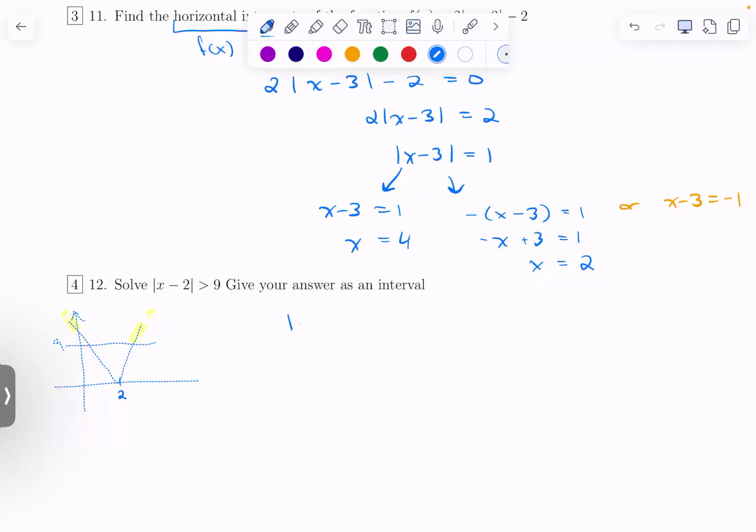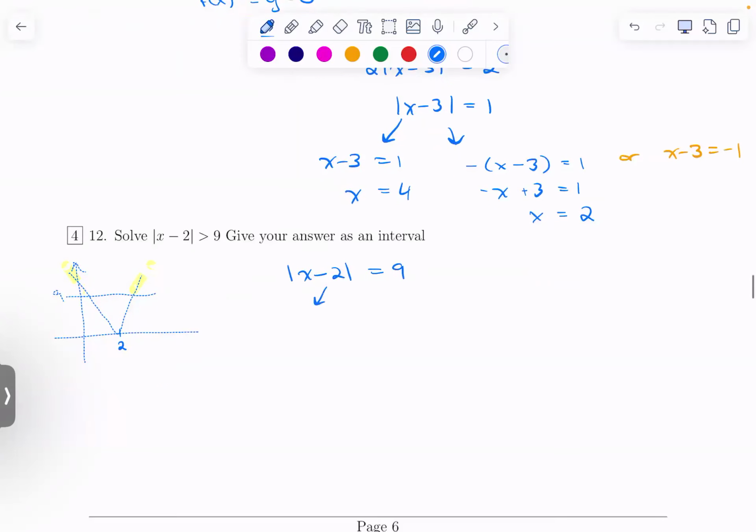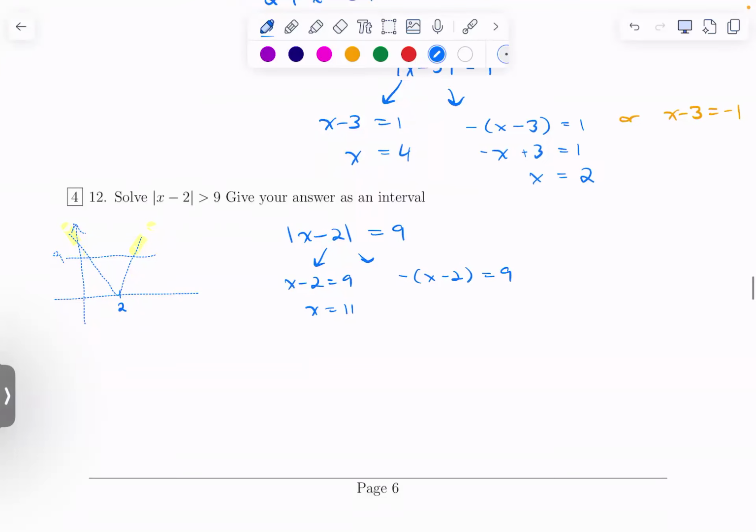Because you can set x minus 2 equal to 9. Now it's not allowed to be 9, but we can find these intersections, right? That is what we're doing when we're setting them equal to 9. We can do that. That means that x minus 2 is equal to 9, so x is 11, or negative x minus 2 is equal to 9, which means negative x plus 2 is equal to 9. So x is negative 7.